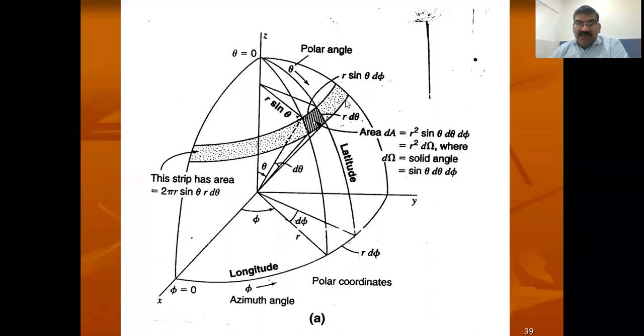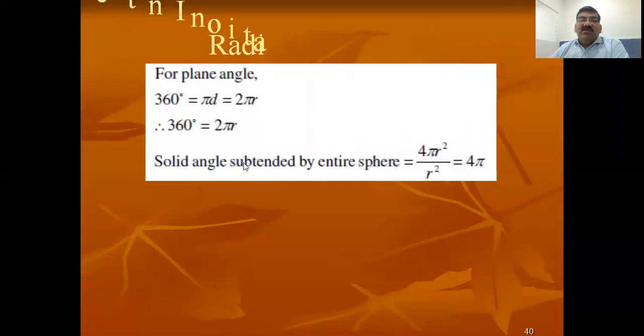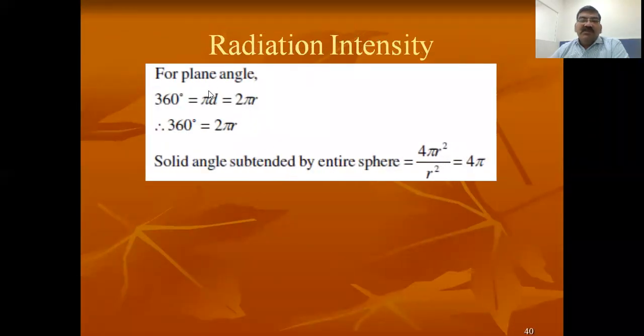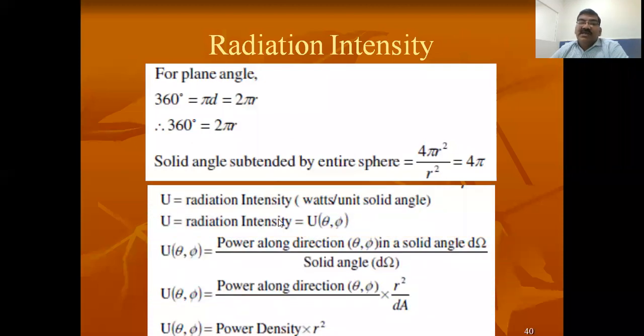So whatever this diagram is, it should be clear to you. It is given in the coordinate system concept. Whatever this angle is that is given, it is the solid angle. Now for a linear angle, that is a simple 2D angle, 360 degrees is given, and for a solid angle, that is 4 pi r square upon r square. So 4 pi is the solid angle. 2 pi is your normal planar angle, and 4 pi is your complete solid angle.